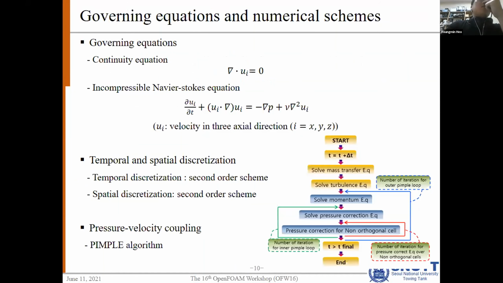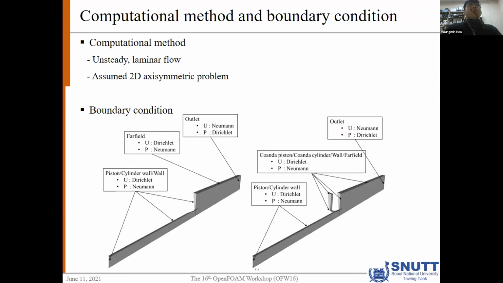Governing equations consist of the continuity equation and the incompressible Navier-Stokes equation. Temporal discretization is a second-order scheme, which is the Crank-Nicolson scheme, and spatial discretization is a second-order scheme, which is the Gauss linear scheme. For pressure-velocity coupling, the PIMPLE algorithm was used. The flow was assumed to be a two-dimensional axisymmetric, unsteady, and laminar flow. Boundary conditions of this problem are as below.